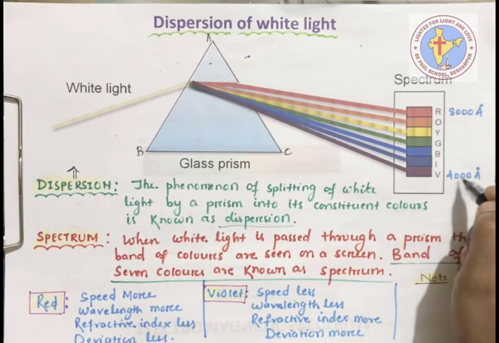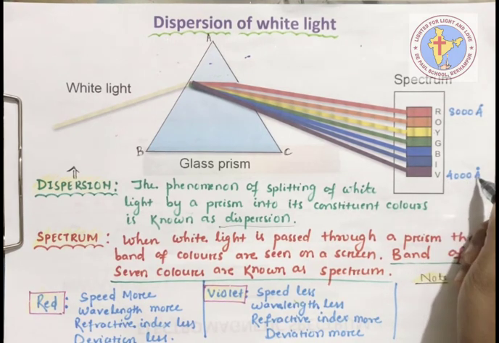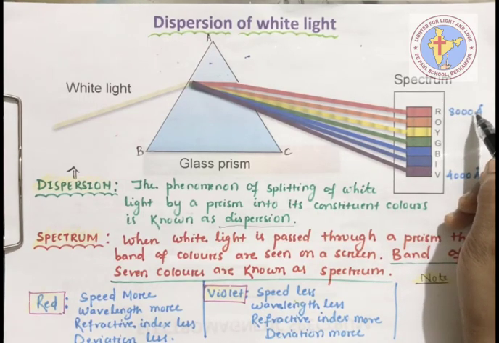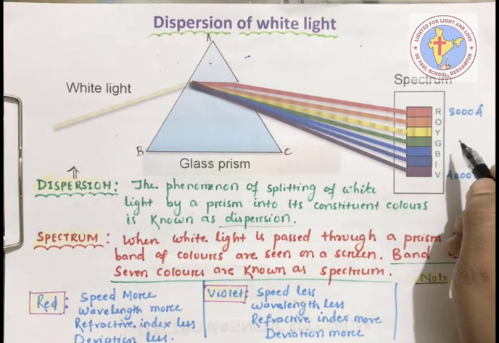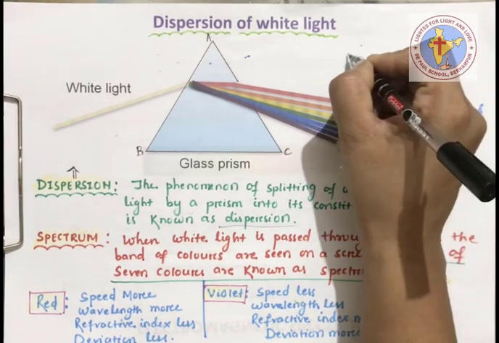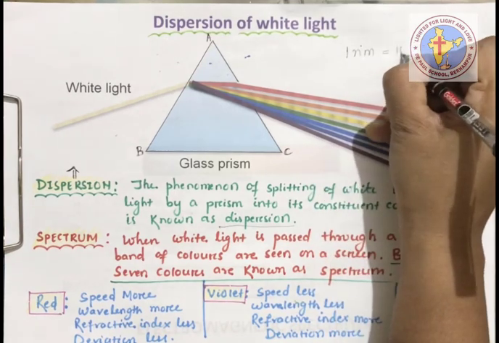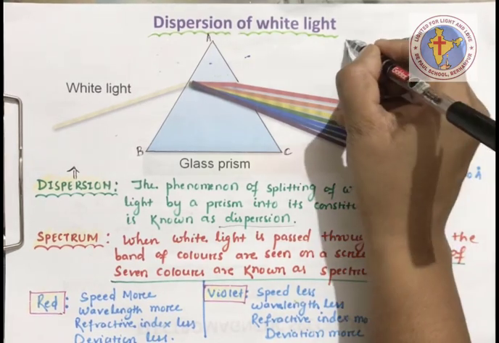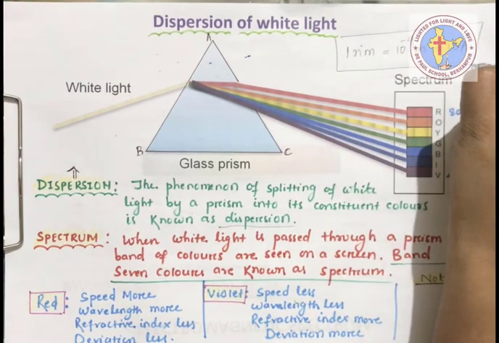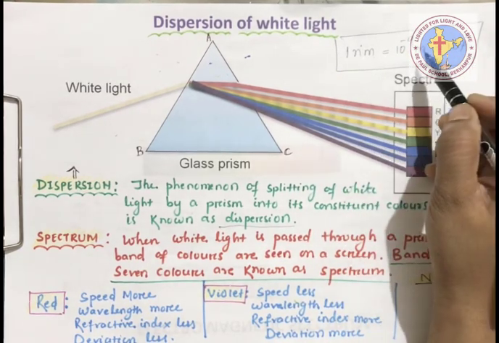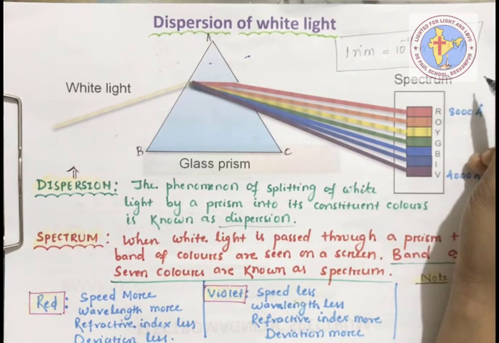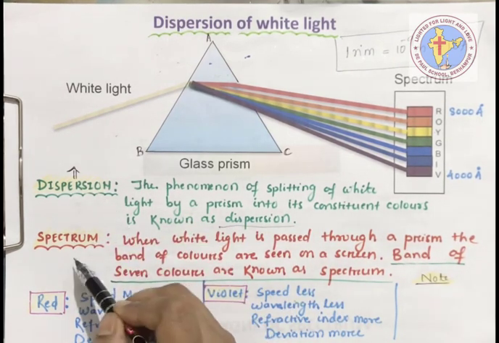V is of least wavelength, that is 4000 Angstrom, and R is of highest wavelength, that is 8000 Angstrom. We can also express this wavelength in terms of nanometer and meter. The relation is: 1 nanometer is equal to 10 to the power minus 9 meter is equal to 10 Angstrom. Wavelength can also be expressed in terms of nanometer and meter. Here you can see very clearly the wavelength is expressed in Angstrom, so Angstrom is also one unit of wavelength. So this is all about dispersion and spectrum.